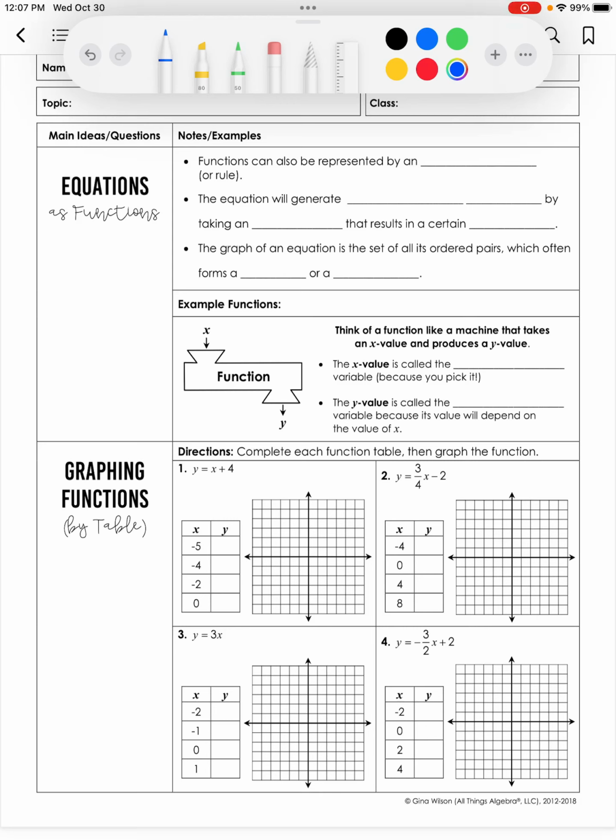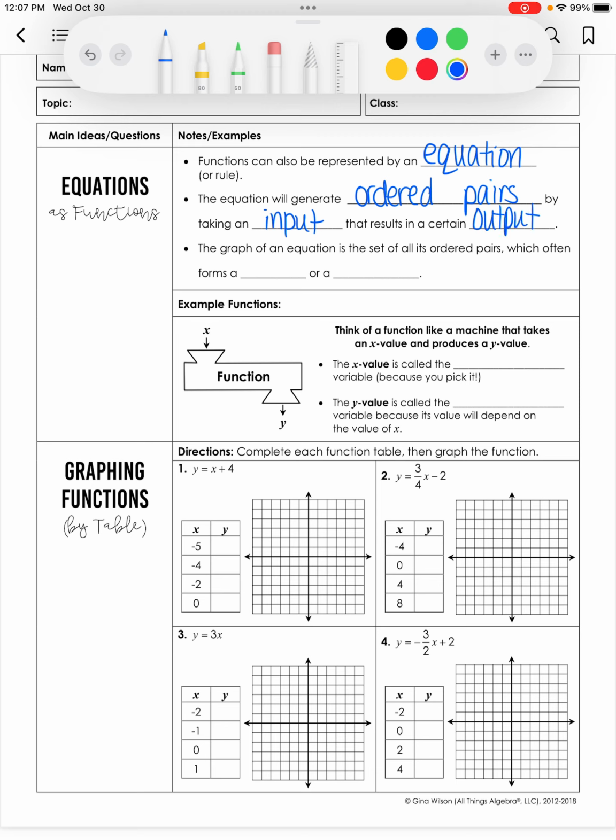Okay, in this lesson we are going to learn about equations as functions. So functions can be represented by an equation or rule. The equation will generate ordered pairs by taking an input that results in a certain output.